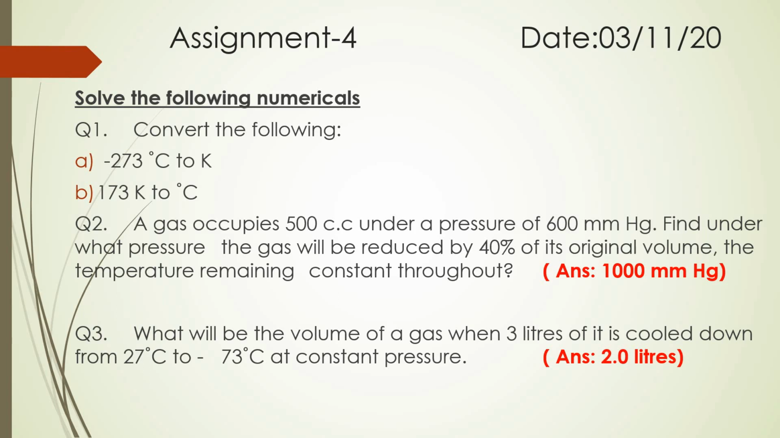Question number 3, what will be the volume of a gas when 3 liters of it is cooled down from 27 degrees Celsius to minus 73 degrees Celsius at constant pressure? So here you have numericals. Now you have to identify which law is valid in these numericals and start solving them.